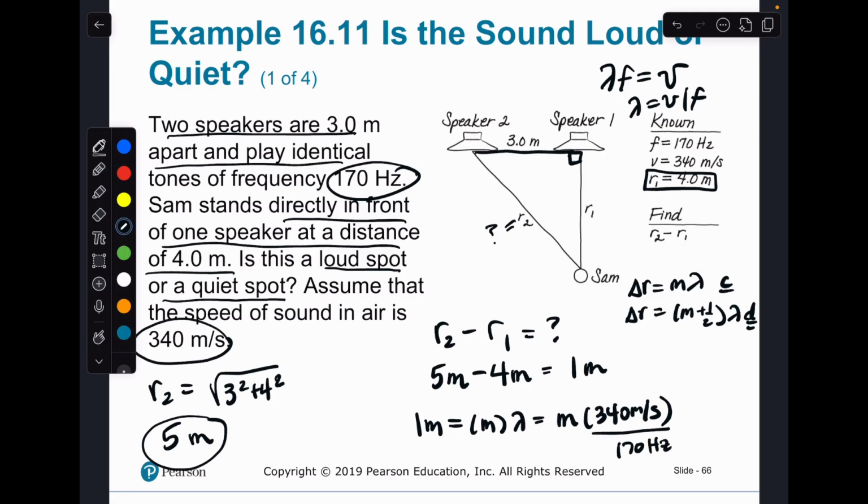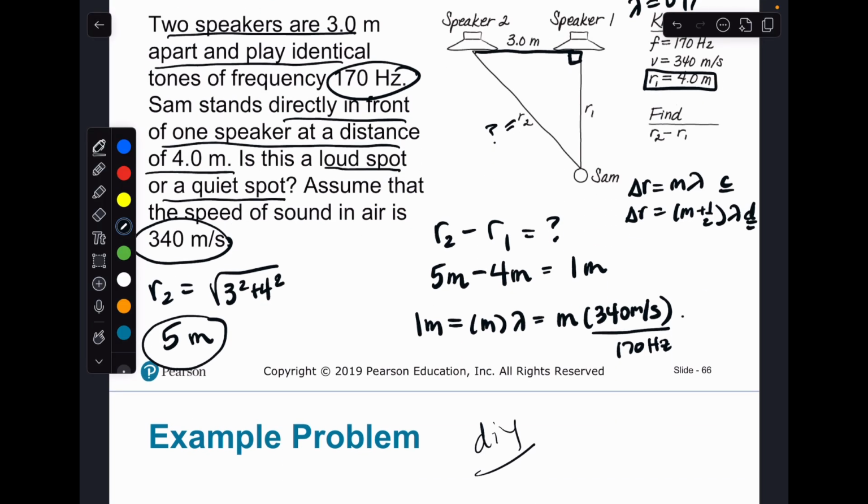So 340 over 70, that's going to give us a big clue. 340 over 70 is 2. So since it's 2, we can see that 2 meters, right? We can see that, put our m there, that there is no way to insert an integer in m to get 1 equal to 2. The only way to get 1 equal to 2 is if m, this m here, not the units, was 1/2, right? So that's already going to give us our clue that this is probably a destructive interference condition.